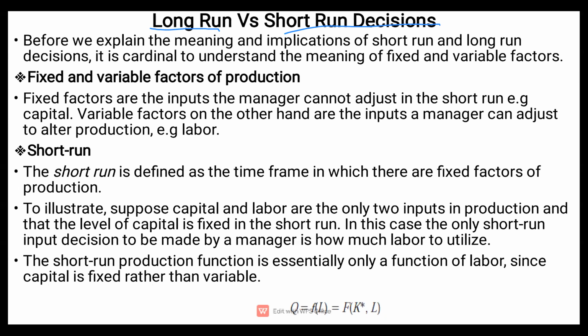the short run period will be defined as the time frame in which there are fixed factors of production. In other words, at least one input is fixed. That is called the short run period. It's not really a time such that short run means 2 days, 1 week, or 1 month. No, that's not what it means. So that's the short run period.